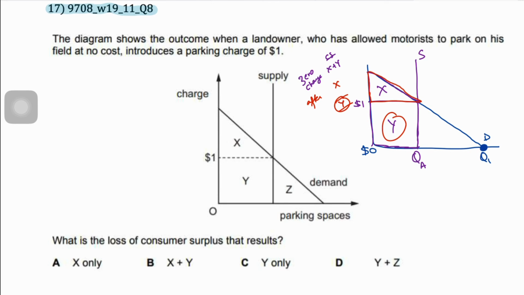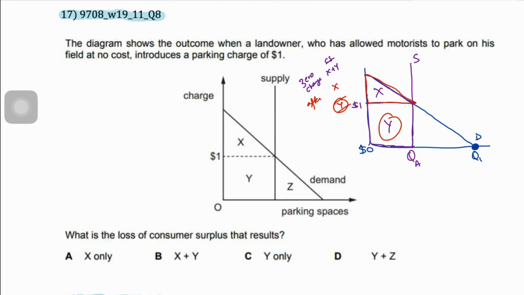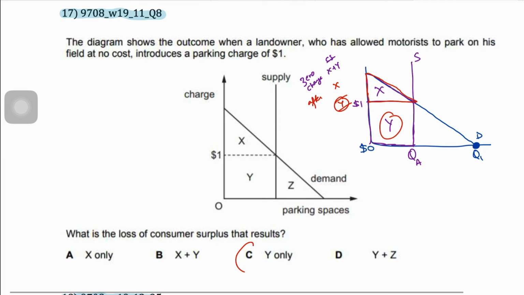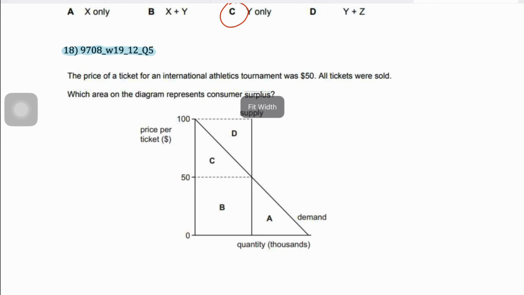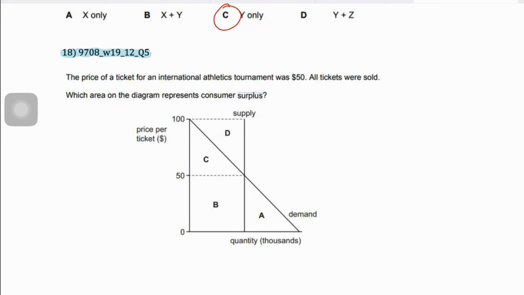So what is the loss of consumer surplus that results? The loss of consumer surplus should be CY only. Moving forward, question 18 says the price of a ticket is 50. All tickets which area represents? Okay, so this is a simple question. The answer would be C, because this is the consumer surplus. You can see it for yourself. Nothing for me to explain.